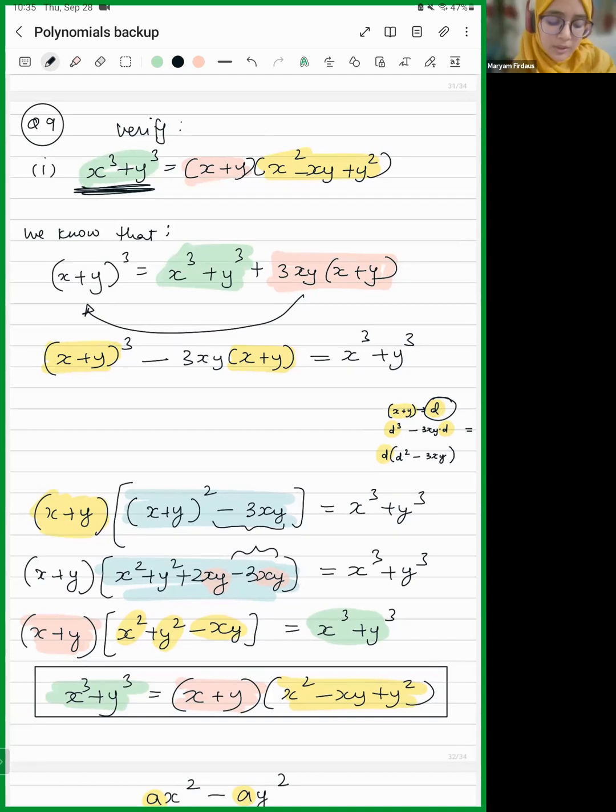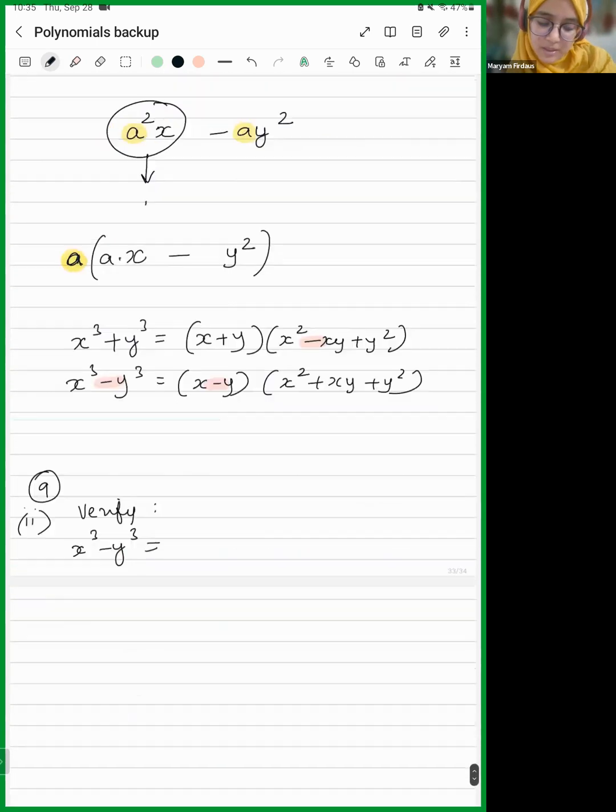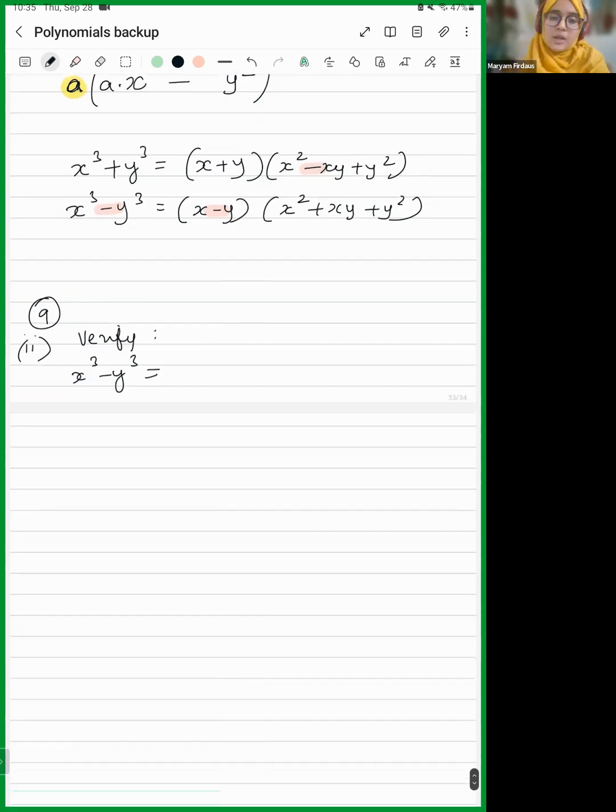Which identity do you think we should use in the next one to find x cube minus y cube? Do we have any such identity in which x cube minus y cube occurs? Yes, ma'am, the same as the last one.